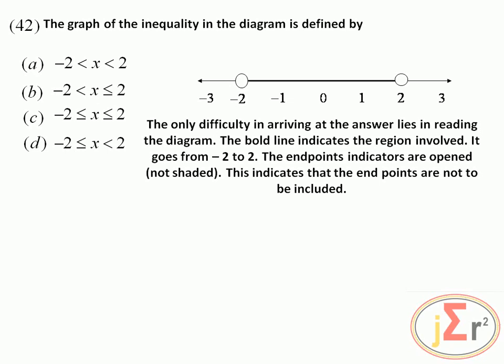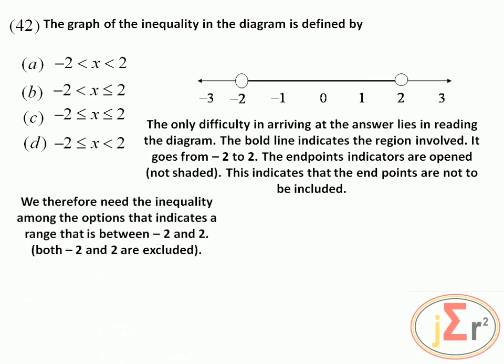The bold line indicates the region involved. It goes from -2 to 2. The endpoint indicators are open, not shaded. This indicates that the endpoints are not to be included. So in the inequality, these endpoints are not to be included because we did not have the shaded one right here or the shaded one right here. We have them open. So we are sure that the endpoints are not to be included.